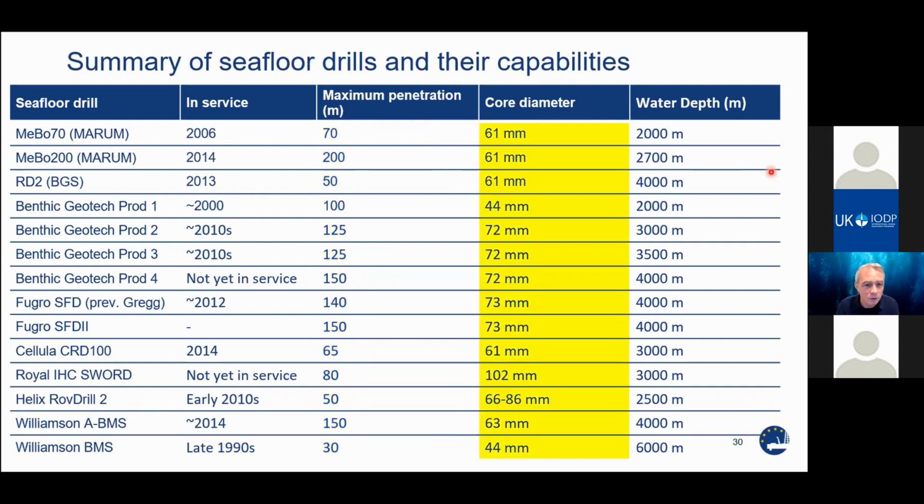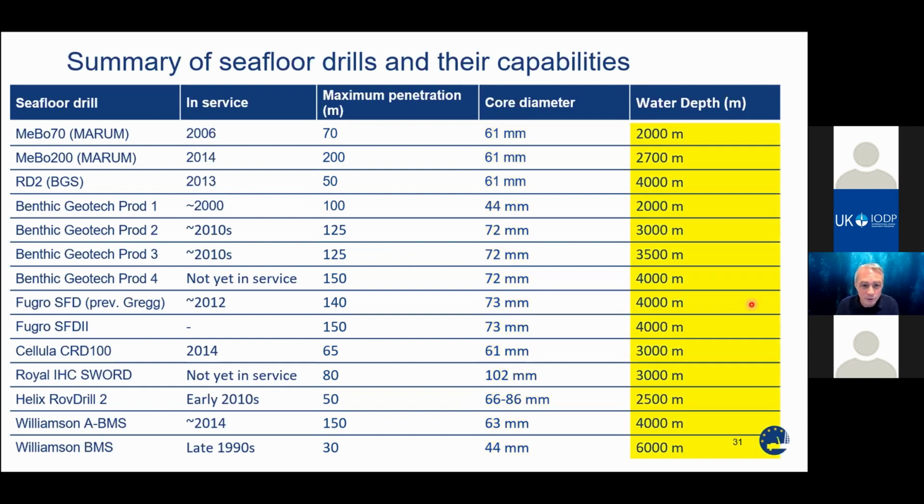We can also see that the core diameters are mostly at least as wide as the standard IODP core diameter at around 61 to 63 millimeters. In many cases, it can actually be larger, up to around 72 or 73 millimeters. And in the case of the Royal IHC Sword, it can be as high as 102 millimeters, so basically as wide as a giant piston core.